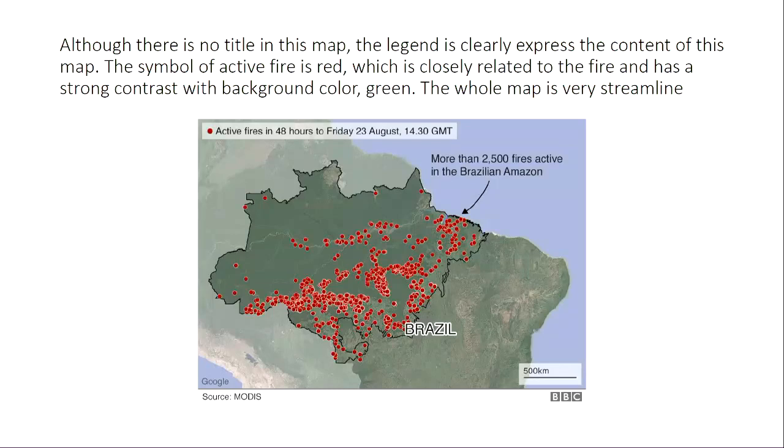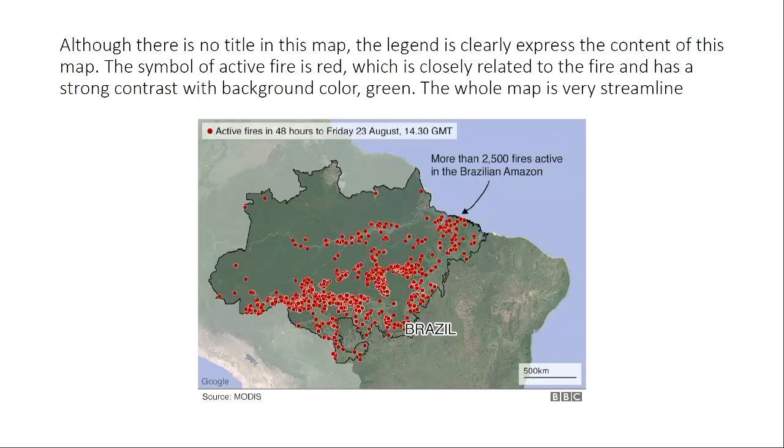This thematic map shows the active fires in the Amazon, Brazil during the first fire period. I found it in the BBC News. The geographic information is pretty well referenced and streamlined. Although there is no title on this map, the legend clearly shows the schematic, and the color of the active fire points is red, which has strong contrast with the green background color.